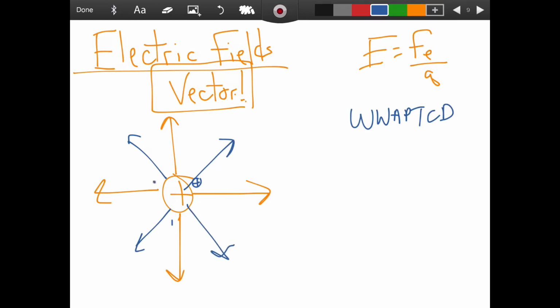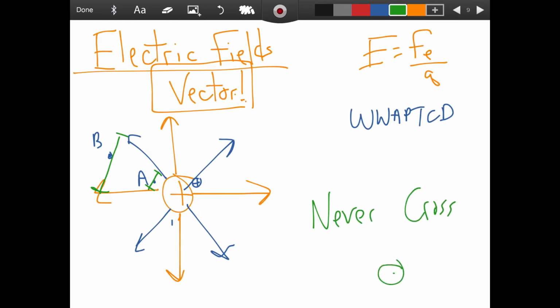If we have point A and point B, well, the electric field strength is greater at point A because the lines are closer. So the closer the lines, the stronger the field. Remember, these lines can never cross. So they go out of positive and they go into negative.